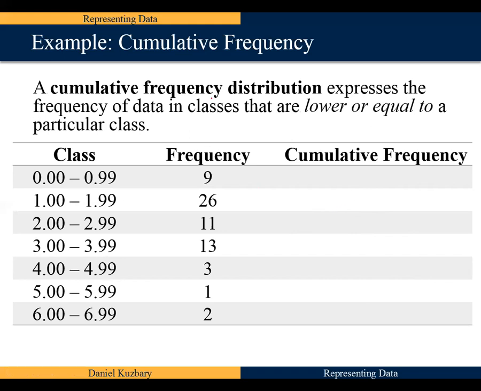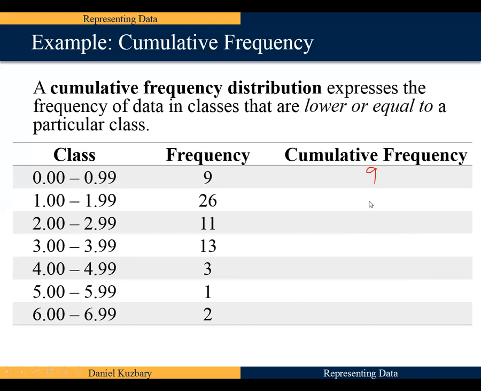So let me show you how you do this. The math's really not hard, even though the definition might be kind of weird. So the cumulative frequency for the first class is going to be just the frequency of the first class. In other words, this is how much data is in that class or in lower classes. Well, there are no lower classes, so it's just going to be that class.